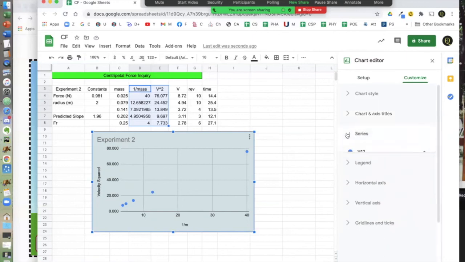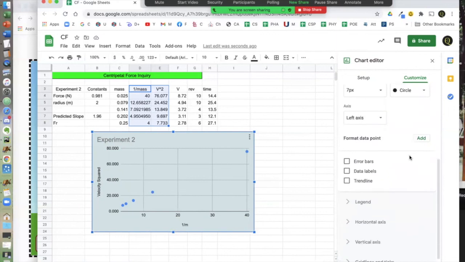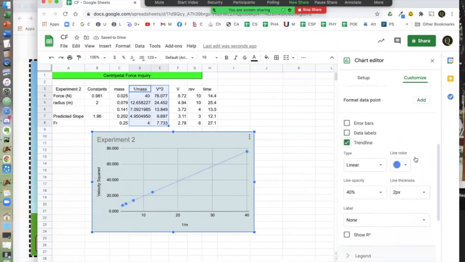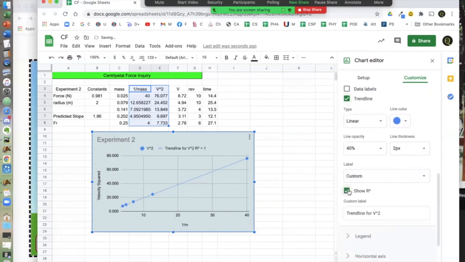The important stuff is to go under series and come down here and put a trend line through it. It looks pretty linear. If you want to see how linear it is, you can click on the R squared value. I don't really need that, but look, R squared equals 1. So this is an extremely linear relationship between V squared and 1 over mass, which of course it should be. You can unclick that; it's just extra stuff.